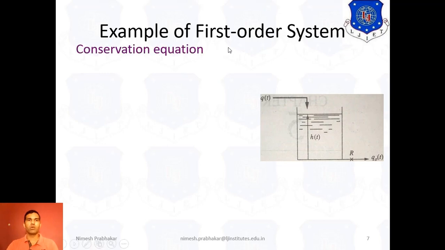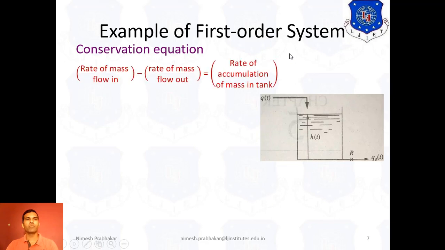So for this we take the conservation law. According to the conservation law, here we take only the mass conservation law. According to the mass conservation law, we can write: rate of mass flow in minus rate of mass flow out is equal to the rate of accumulation of mass in the tank. In other words, rate of accumulation of mass is equal to rate of flow in minus rate of flow out.